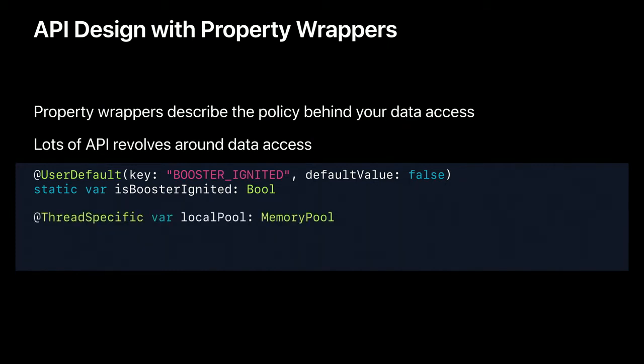So we built thread-specific if you want thread local storage. You can apply the thread-specific property wrapper. All the details of dealing with the system's thread-specific storage are there in the property wrapper once. You can just think of this thing like a local memory pool.